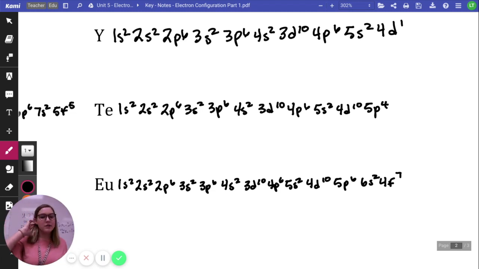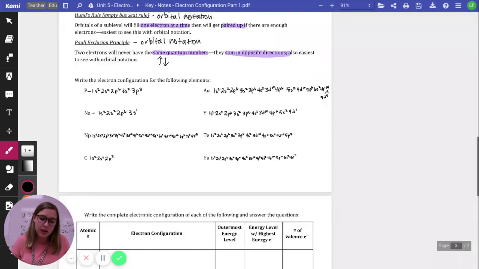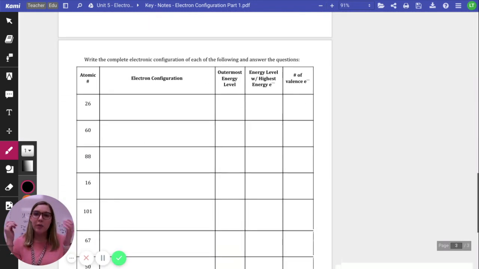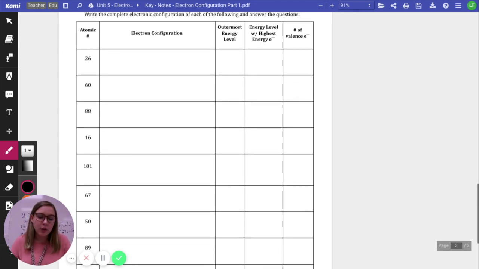All right, guys. So what you need to do now is we have this whole table of practice for you guys to complete over electron configurations. So go ahead and complete this practice table and write down any questions you have to ask in class next time over electron configurations.